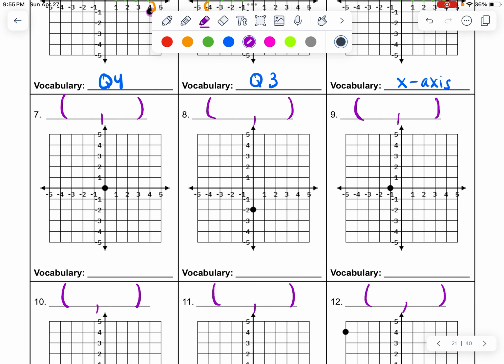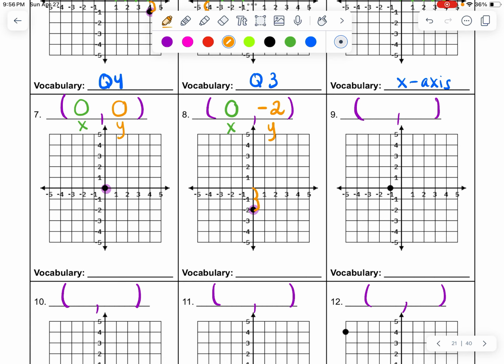In problem number 7, to get to this point, you do not need to move in any direction. So we would write 0 and 0. In problem number 8, first, we do not need to move to the right or to the left. So we write 0. We do need to move down. So we write -2.